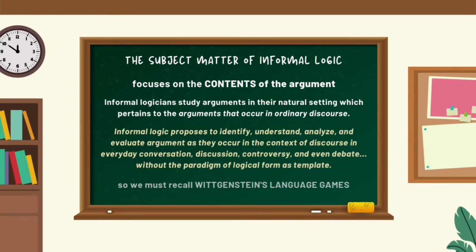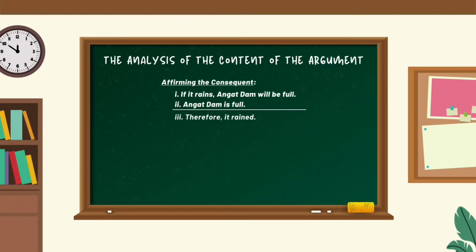Now moving on to the analysis of the context of the argument. We have here an example of affirming the consequent na sa perspective ng formal logic ay isang invalid argument. However, if you thoroughly analyze the argument's contents, you will be able to notice that the claim in statement 3 is supported by statements 1 and 2.